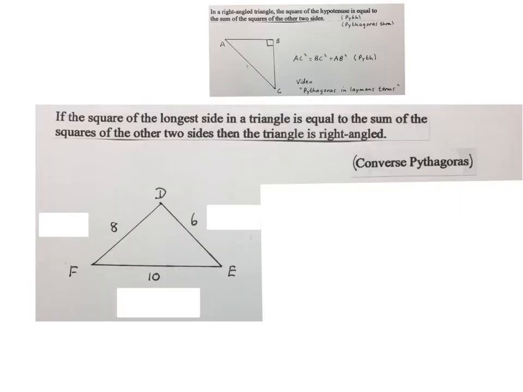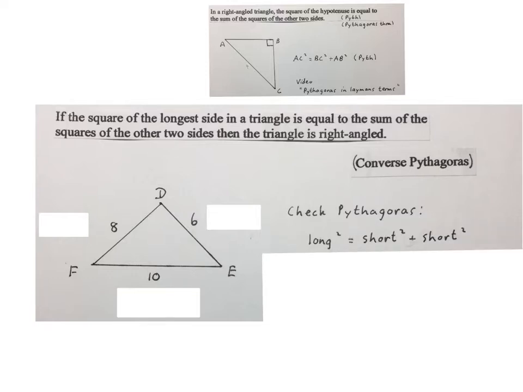Like all good theorems, there's a converse to this theorem. This says, if the square of the longest side in a triangle is equal to the sum of the squares of the other two sides, then the triangle is right-angled. Your reasoning would be converse Pythagoras. They gave us a triangle, they gave us the three sides, and they asked, is this a right-angled triangle? You write, I check Pythagoras. You write long square equals to short square plus short square. That is what you will check.